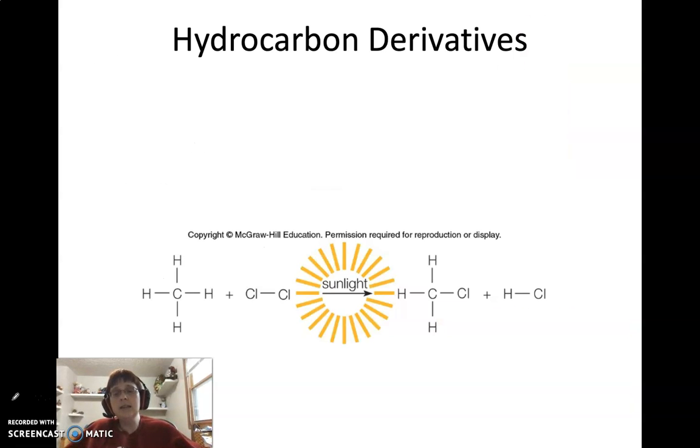All right, that is the end of the section on petroleum. The next lecture will pick up with, as you can see here, hydrocarbon derivatives, basically what happens when we replace one of the hydrogen atoms with either another atom or with a group of atoms to create new products.